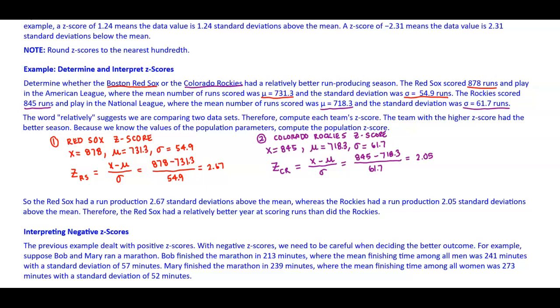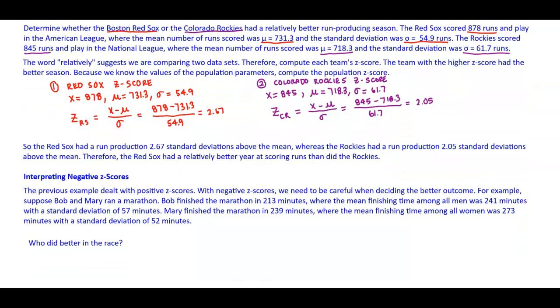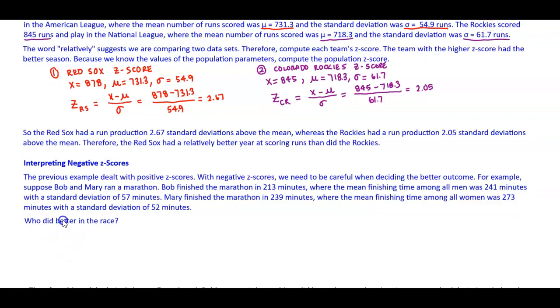So for example, suppose Bob and Mary ran a marathon. Bob finished the marathon in 213 minutes, where the mean finishing time among all men was 241 minutes, with a standard deviation of 57 minutes. Mary finished the marathon in 239 minutes, where the mean finishing time among all women was 273 minutes, with a standard deviation of 52 minutes. Okay, so the question is, who did better in the race?